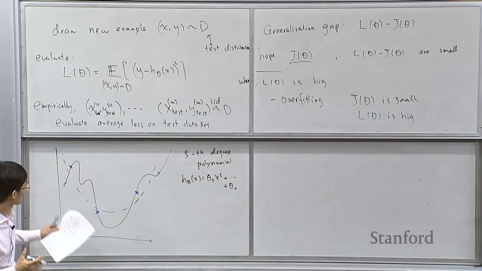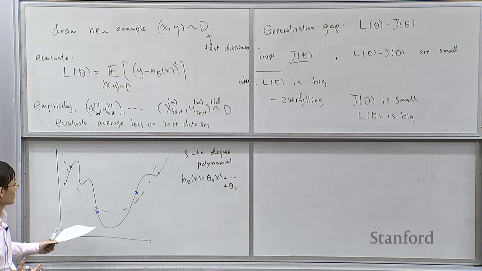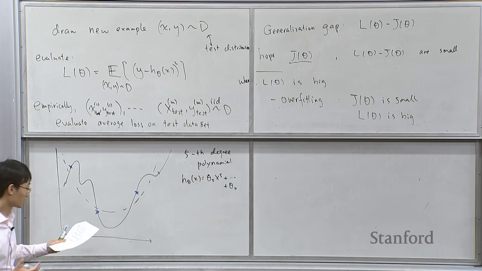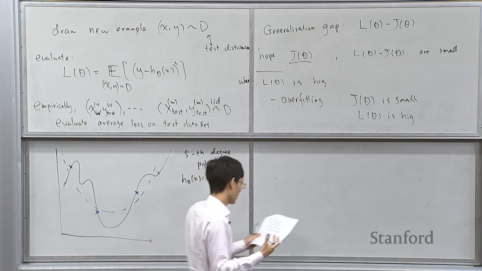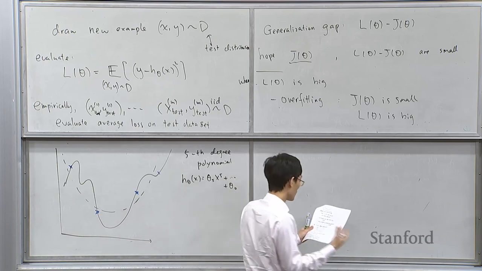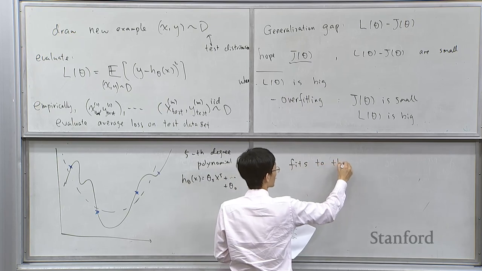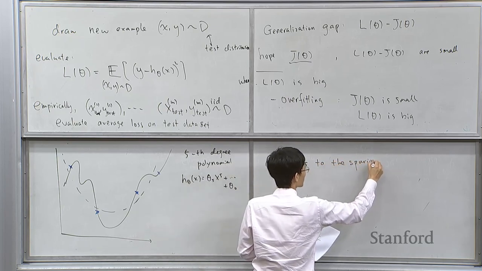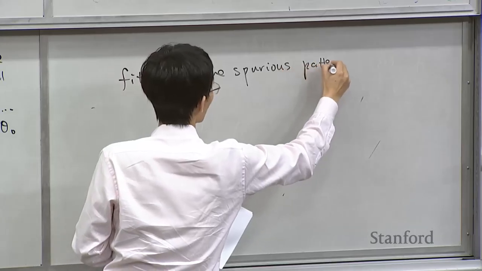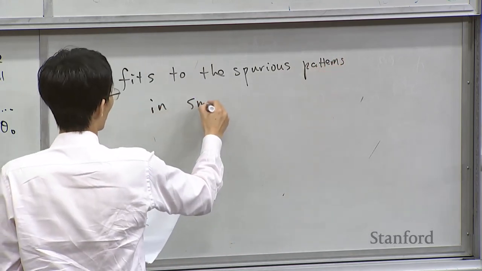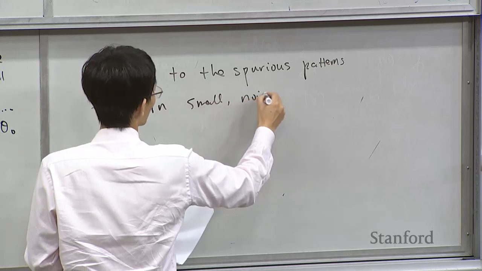So I guess this is expected, and this is overfitting. But why? What's the problem here? Why is it overfitting? Why is the test not good? In some sense, the intuition is that this kind of model fits the spurious patterns in the small and noisy data.